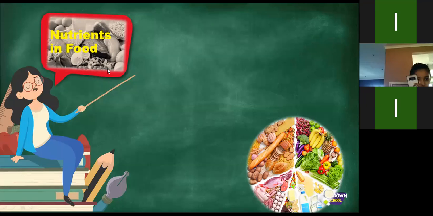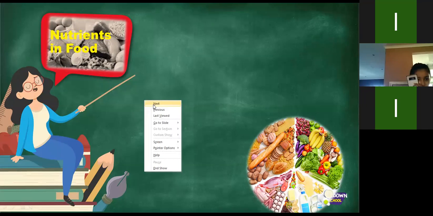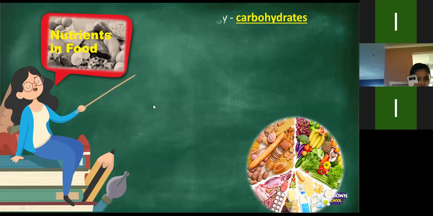All right, nutrients in food, my favorite because I'm a lover of food. All right, so first of all, we know that there's carbohydrates, and these are all your foods for energy. You can tell me what are some of the carbohydrates? Write them down in your chat. Give me an example of carbohydrates.